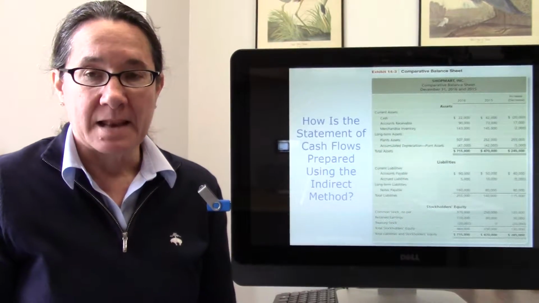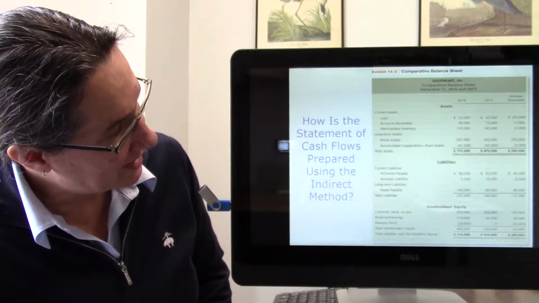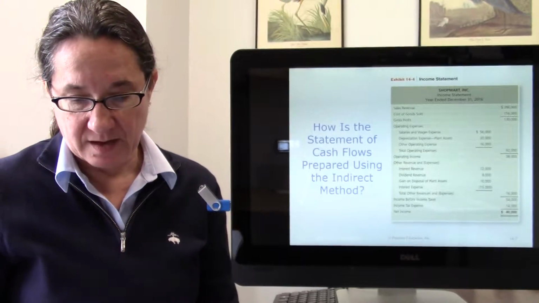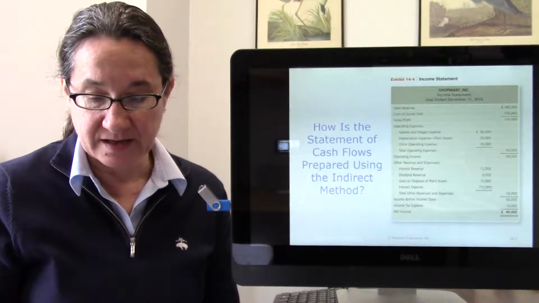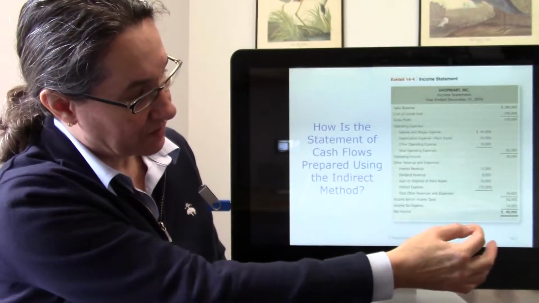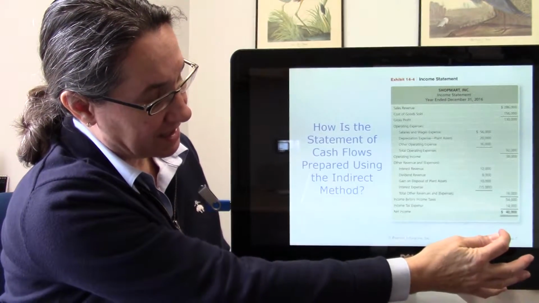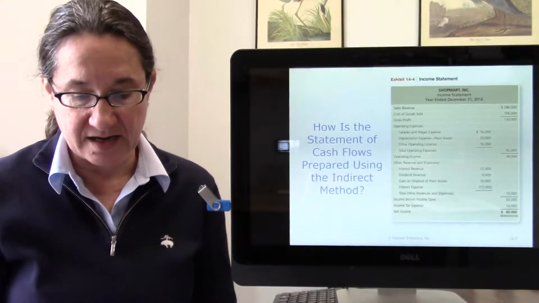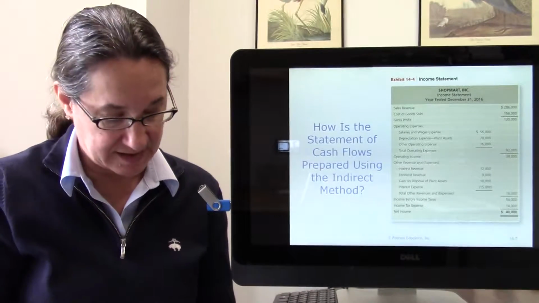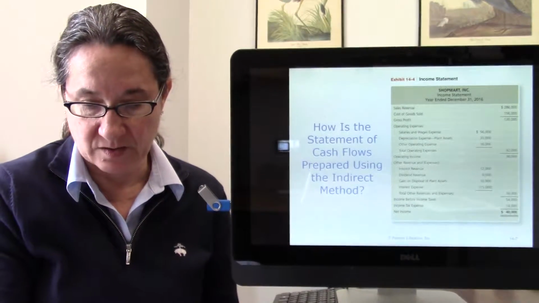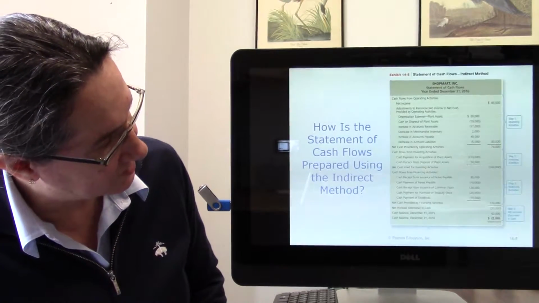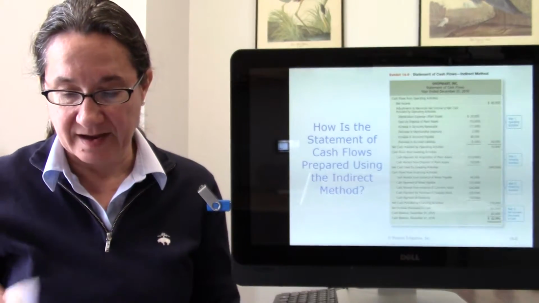So let's look at how we do that. We need our balance sheet and we need our income statement, because when we're doing the indirect method, we're saying, how did this income impact cash? And so we're looking at how this changed, right? And so we need that.